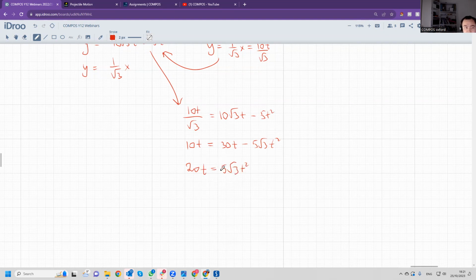Well, t is not 0, obviously. It doesn't take 0 time to reach, so we can divide by t because t is not 0. And therefore, 20 divided by 5 is 4. So 4 divided by square root of 3 is equal to time. So time of impact is equal to 4 square root of 3 over 3. Okay.